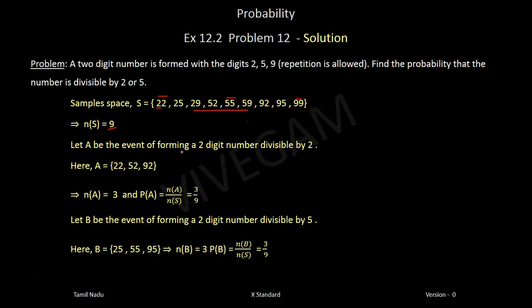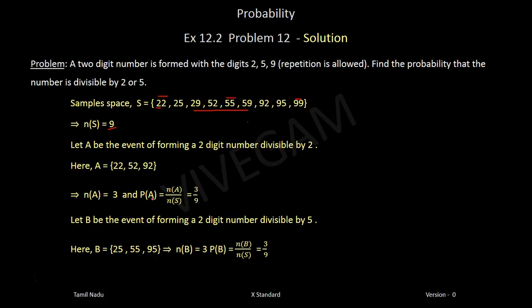Now let A be the event of forming a 2-digit number divisible by 2. Pick the numbers which are divisible by 2. 22 will come here because it is divisible by 2. Will 25 go there? No. 29? No, because it is not divisible by 2. 52? Yes, it comes here. 55? No. 59? No. 92? Yes, it will come here. 95 and 99 will not come because they are not divisible by 2. So n of A is how many numbers are divisible by 2? 1, 2, 3. n of A is 3.